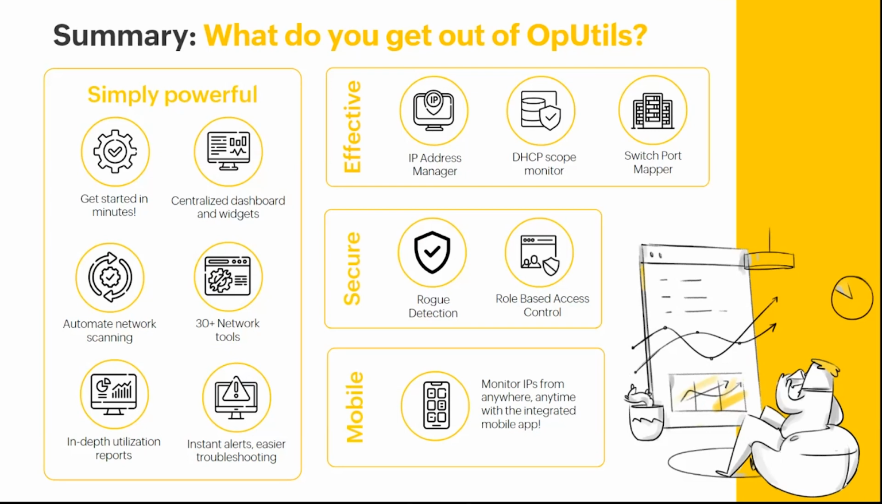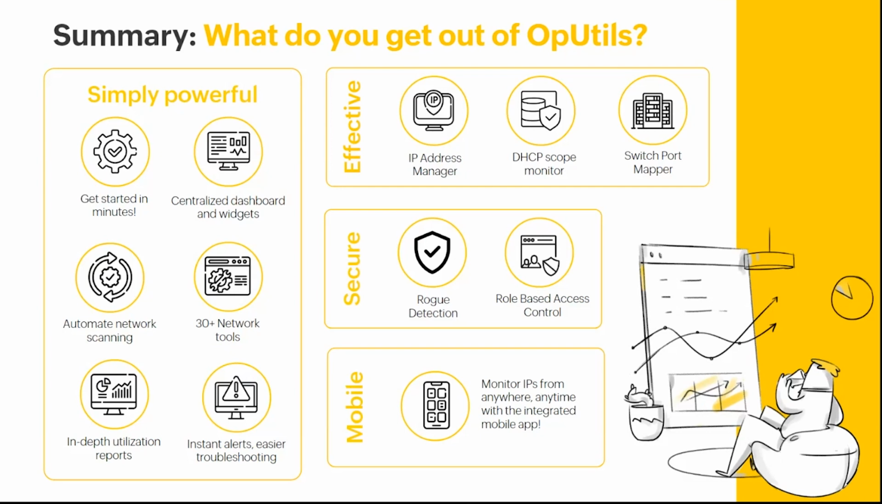OpUtils includes an effective IP address manager, DHCP scope monitor, and switchboard mapper. And these modules are integrated to provide comprehensive visibility into your network. They enable advanced IP scanning, IP address tracking, end-to-end switchboard mapping, and simplified DHCP server scope monitoring.